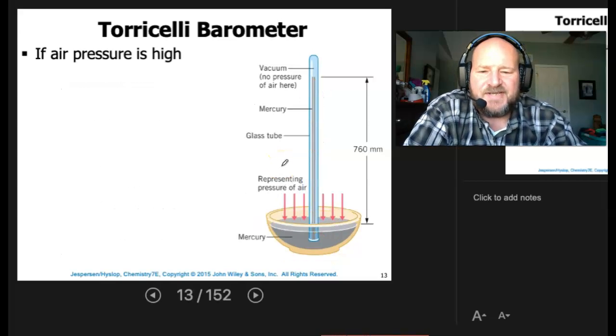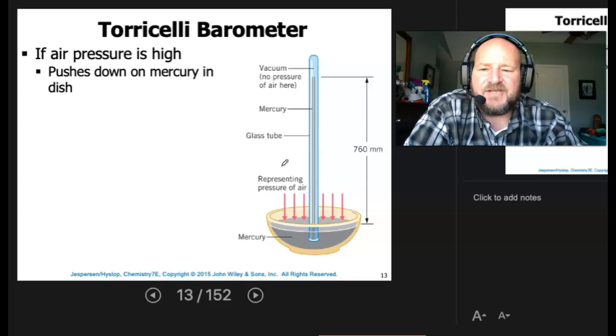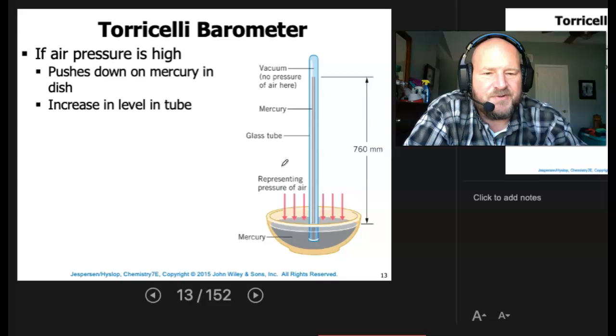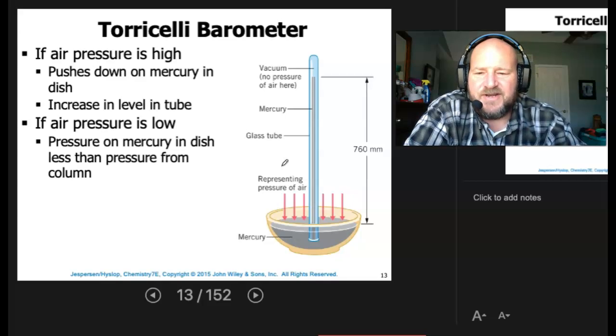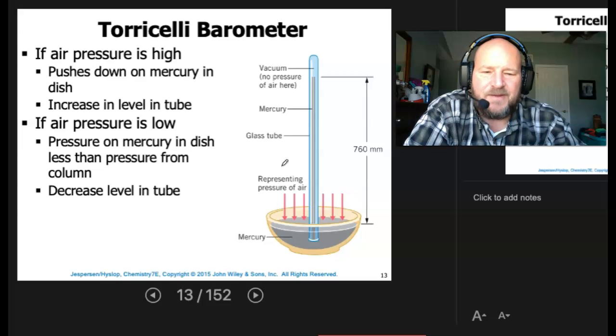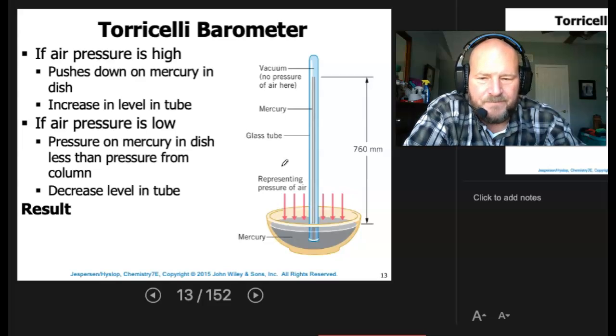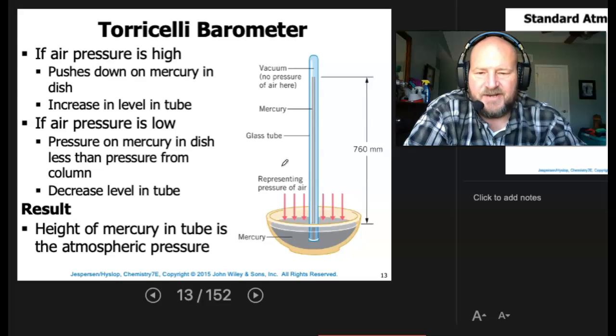If the air pressure is high, that's going to push down on the mercury in the dish. That's going to increase the level in the tube. If the air pressure is low, the pressure on the mercury in the dish is less than the pressure from the column, and that will decrease the level in the tube, which means the height of the mercury in the tube is the atmospheric pressure.